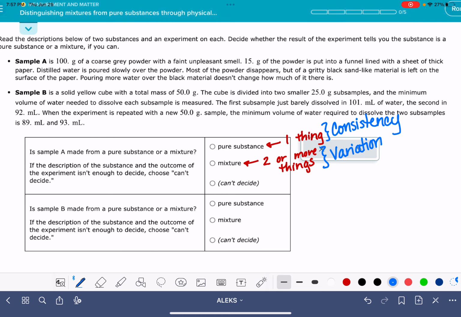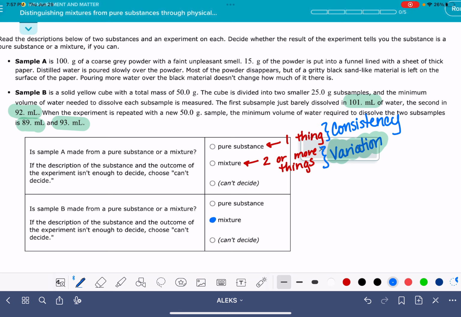I think sample B is an easier one to start with. This says we've got a substance, we've got 50 grams, divided it into 25 grams, and then dissolved it in water. The first sample took 101 milliliters of water, the second took 92, the third took 89, the fourth took 93. That is variation. That is an indication that this substance is a mixture, because there is variation in the amount of water needed to dissolve these samples.